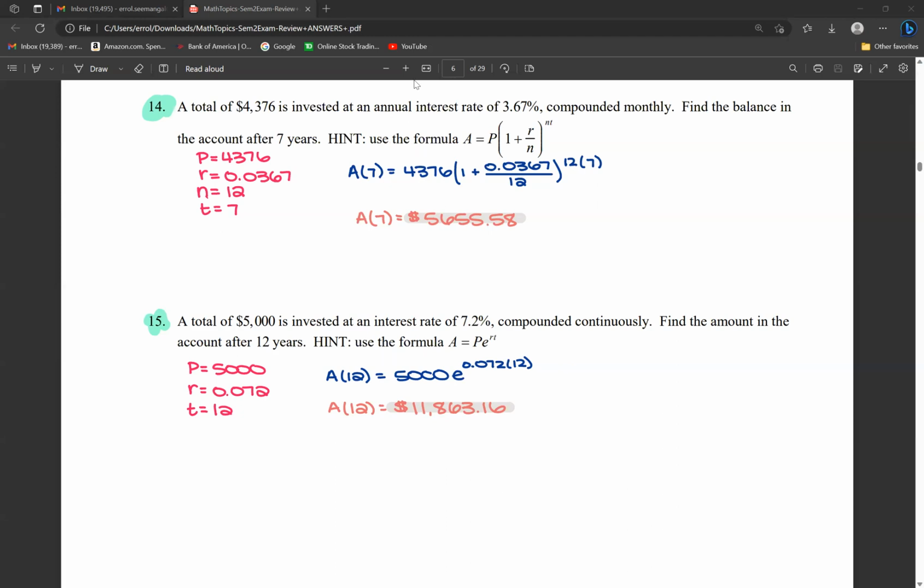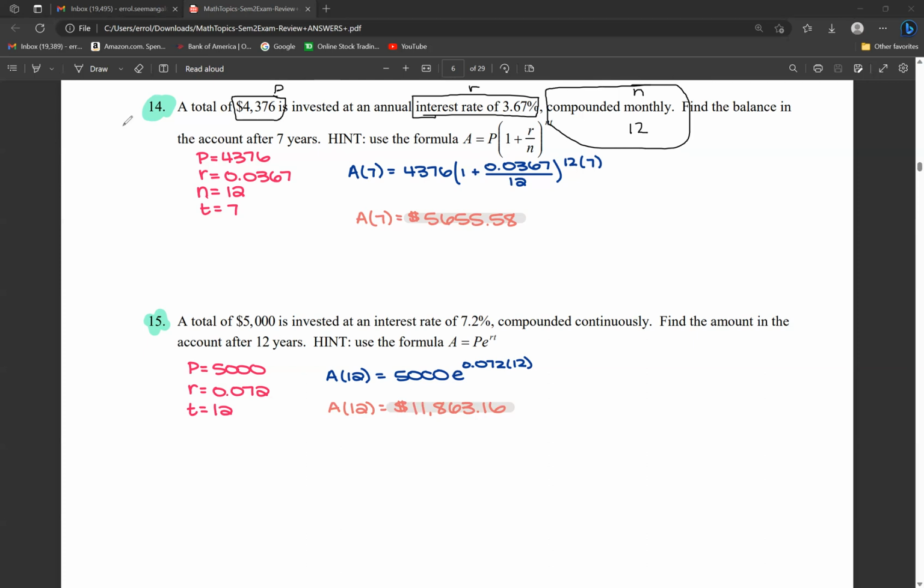I got you. All right, let's go over it. So P is Principal, that's the total invested, the initial amount. Exactly. And then R is the interest rate. This is your R right here. This is your P right here. Compounded monthly, that's your N. There's 12 of those, 12 months, right? So this is your N right here.